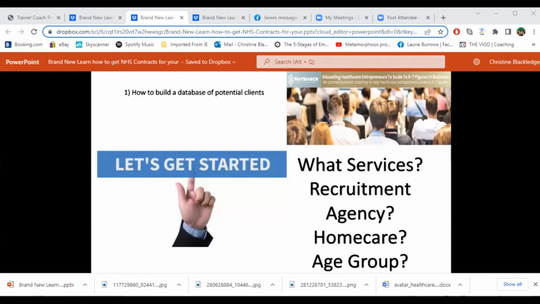So think about who you're going to serve to be able to create the database.